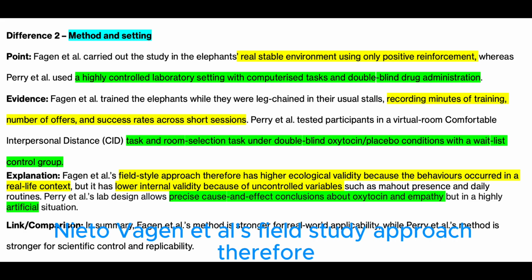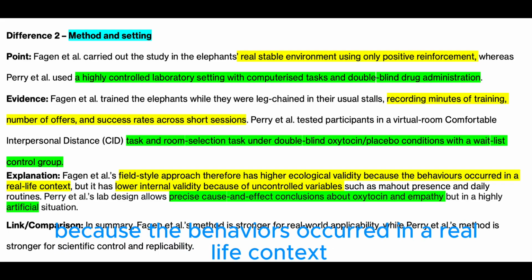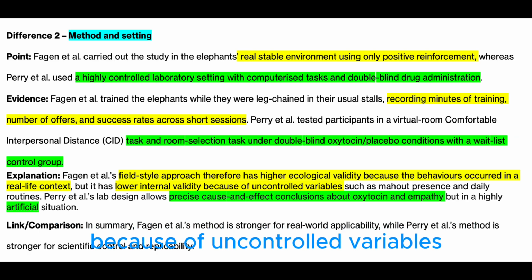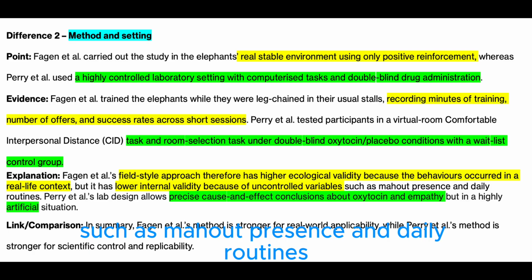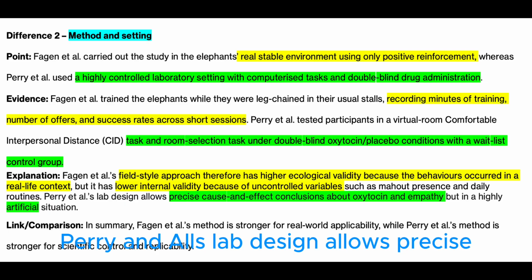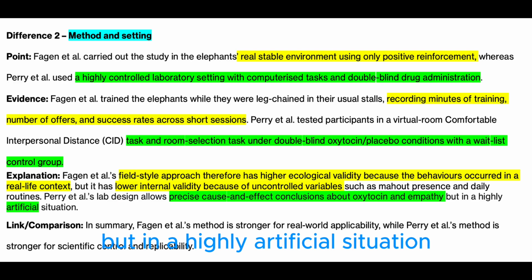Explanation: Fagen et al.'s field-style approach therefore has higher ecological validity because the behaviors occurred in a real-life context, but it has lower internal validity because of uncontrolled variables such as Mahout presence and daily routines. Perry et al.'s lab design allows precise cause and effect conclusions about oxytocin and empathy, but in a highly artificial situation.